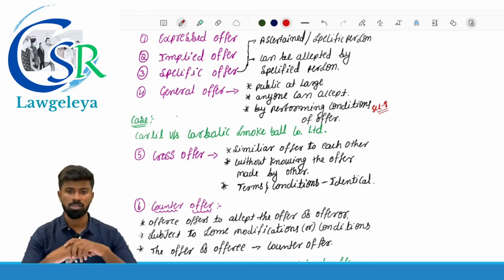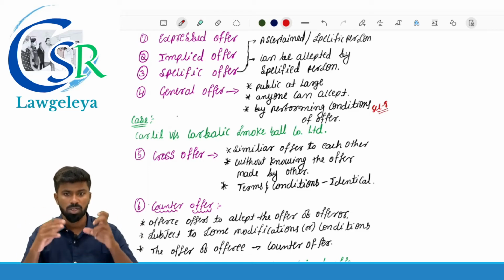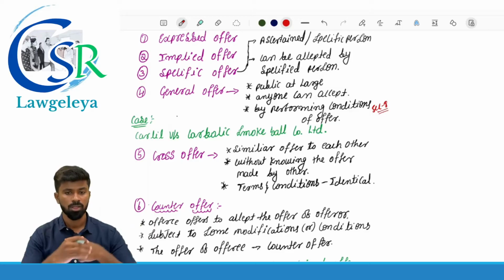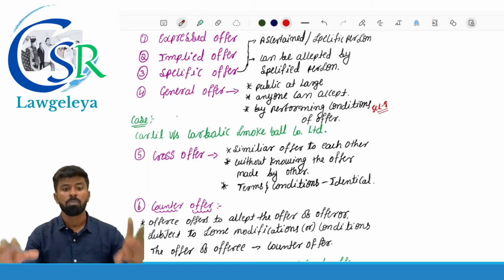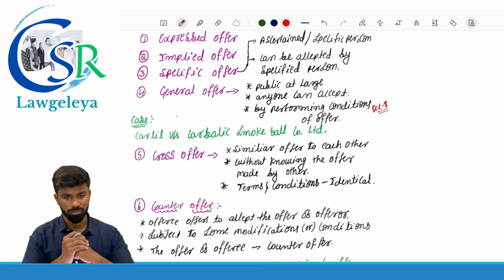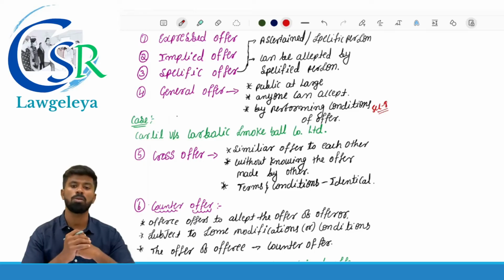Private placement of securities is a specific offer. Only the person to whom the offer is made can accept it. General offer is made to the public at large and anyone can accept it by performing the conditions of the offer. For this we have a case study called as what? Carlill versus Carbolic Smoke Ball Company Limited.